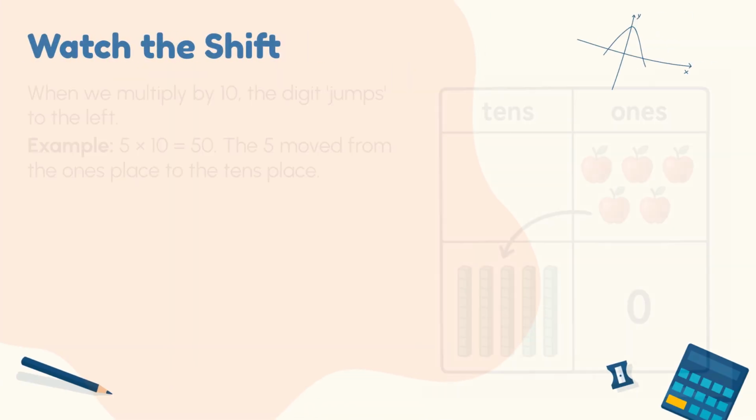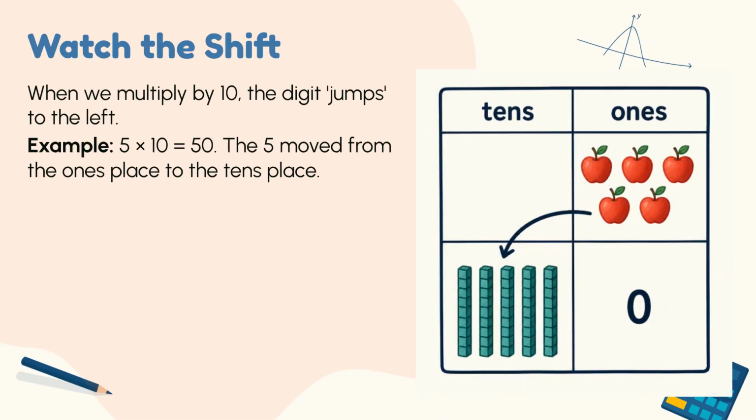Watch the shift in action. When we multiply by 10, the digit jumps to the left. For example, 5 times 10 equals 50. The digit 5 moves from the ones place to the tens place.